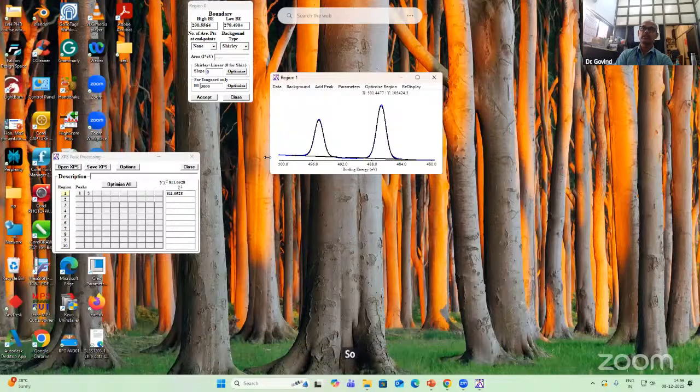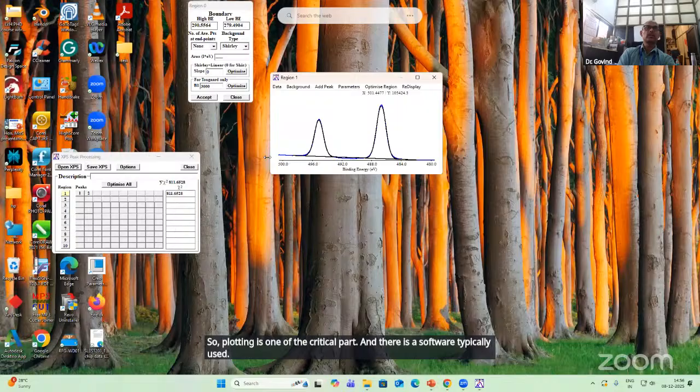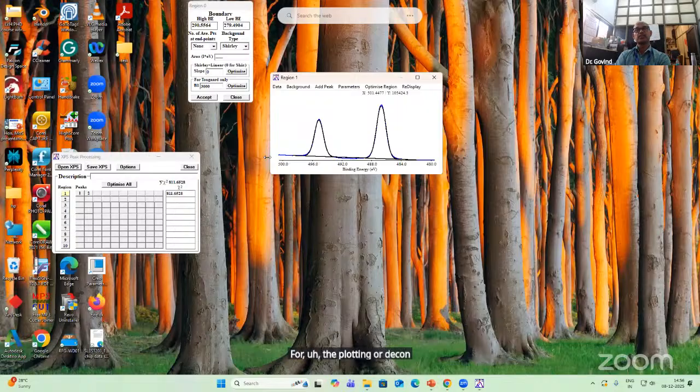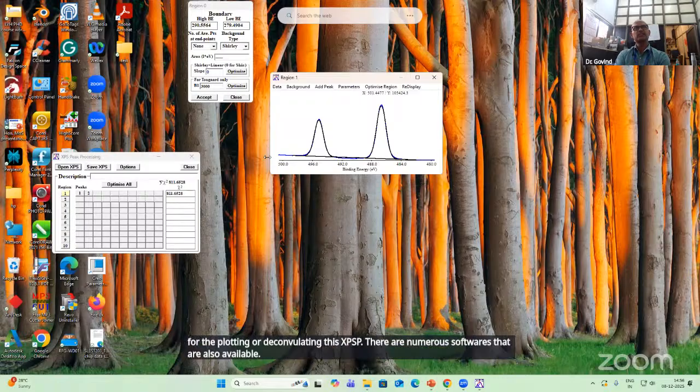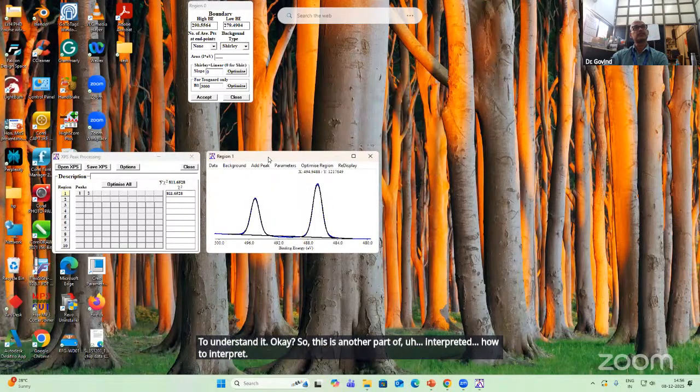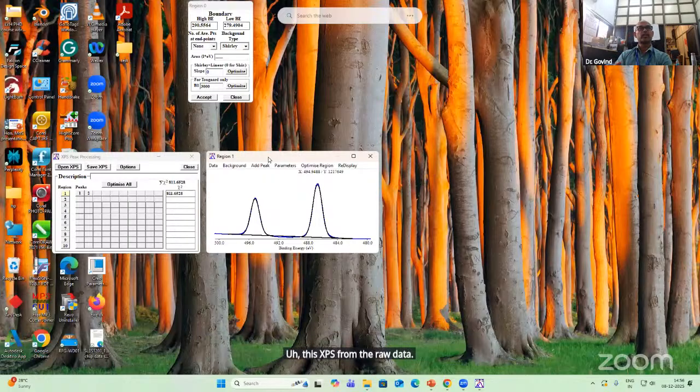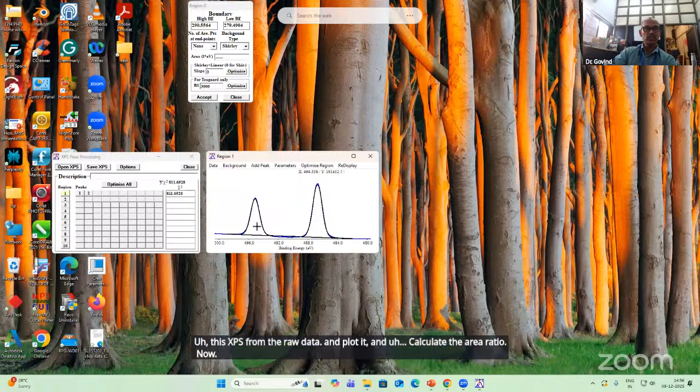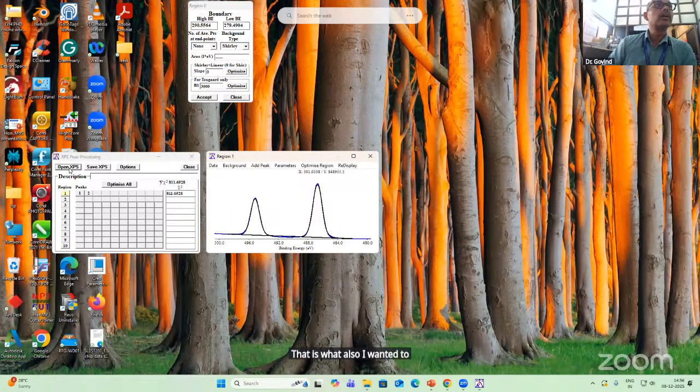So plotting is one of the critical parts, and there is software typically used for plotting or deconvoluting this XPS peak. There are numerous software available, but XPS Peak is simpler to understand. So this is another part of how to interpret XPS from the raw data, plot it, and calculate the area ratio. You can easily find the area under the curve. That is what I also wanted to show, how to identify the area under the curve.